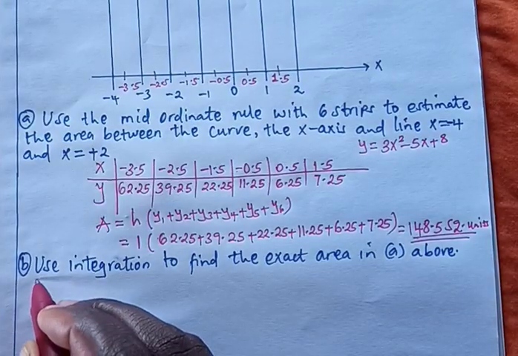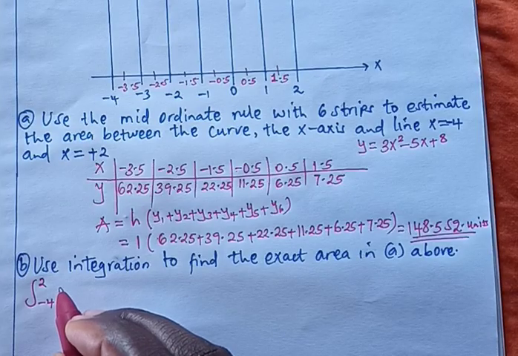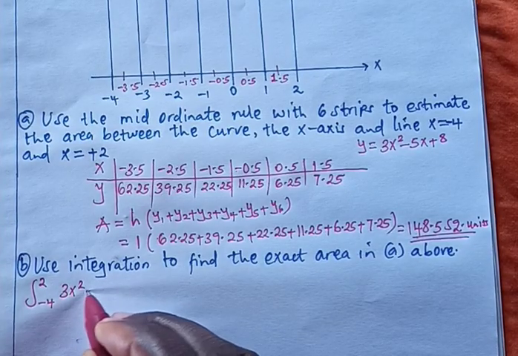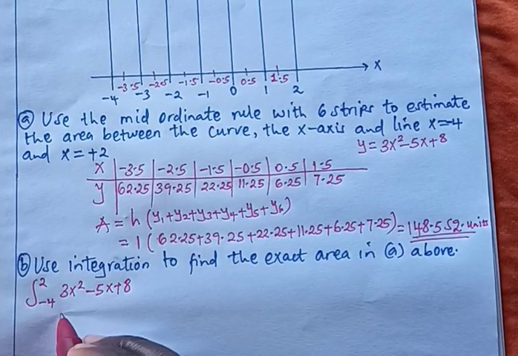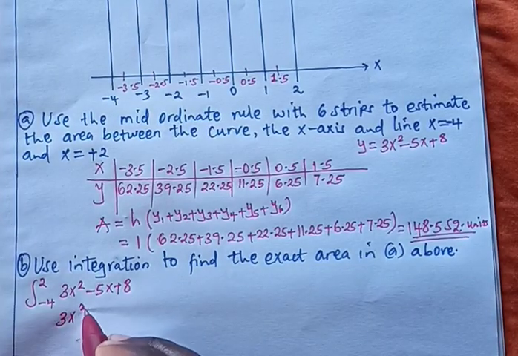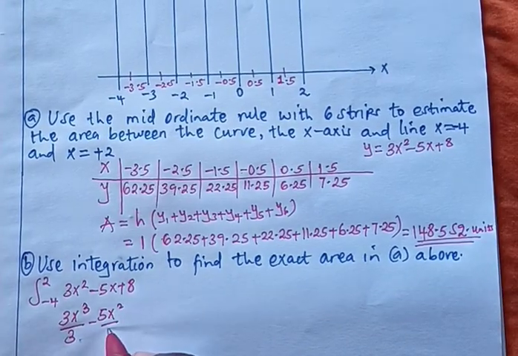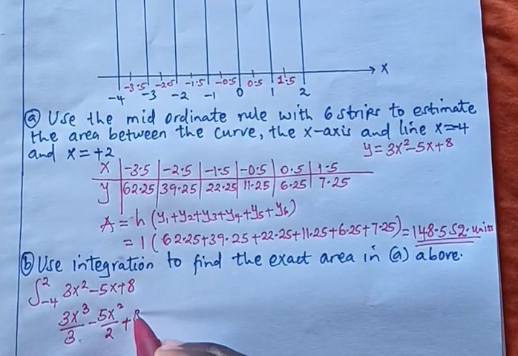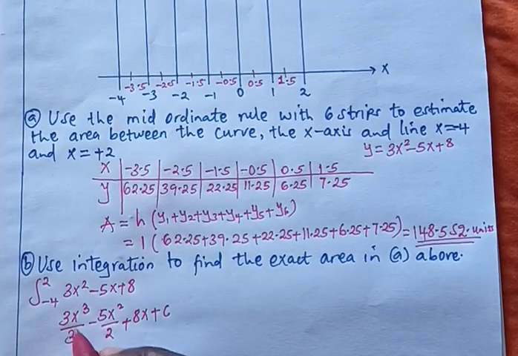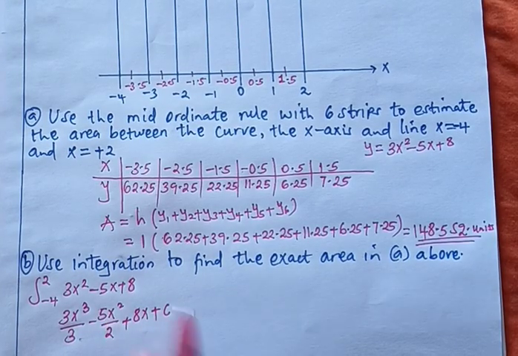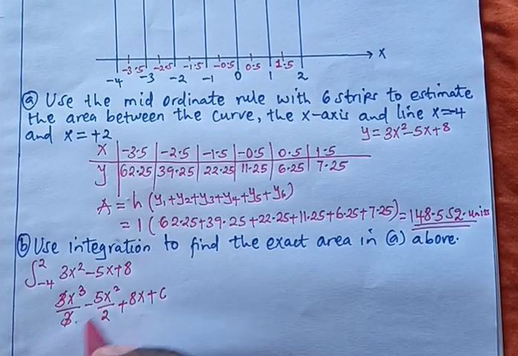Now we are going to integrate all the way from -4 to +2. Which equation are we going to integrate? It is 3x squared minus 5x plus 8. If we do our integration, then we'll get 3x raised to power 3 divided by 3, then minus 5x squared divided by 2, then plus 8x plus c. This is for the purpose of integration. The 3s are similar, they will cancel.